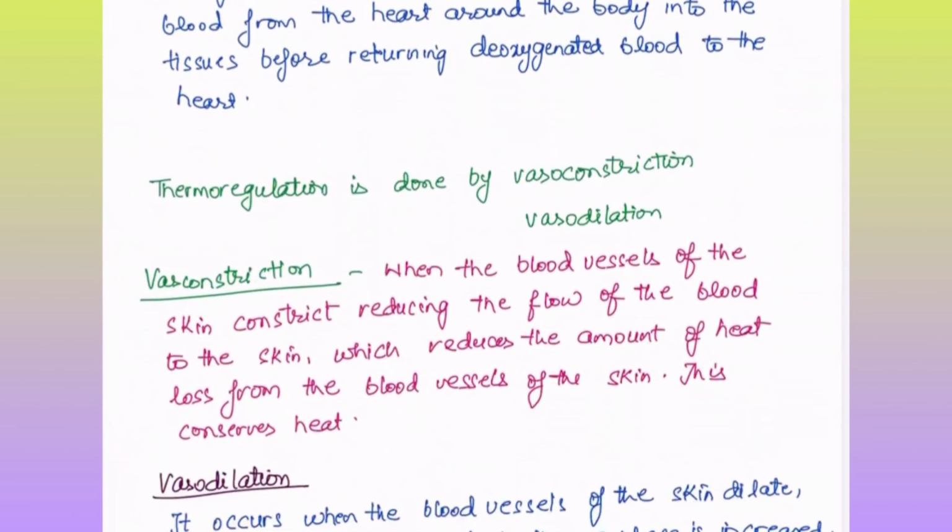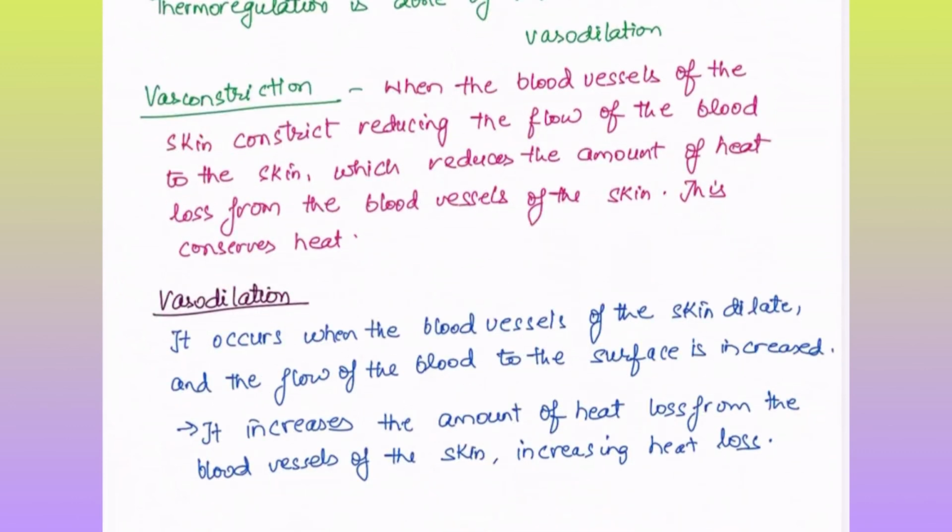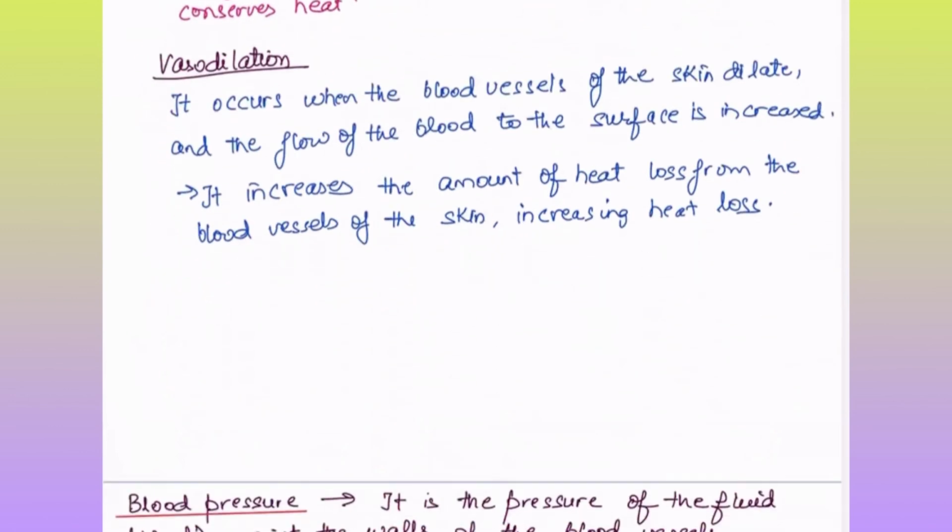Thermoregulation is done by vasoconstriction and vasodilation. Vasoconstriction is when the blood vessels of the skin constrict, reducing the flow of blood to the skin, which reduces the amount of heat loss from the blood vessels of the skin. This conserves heat. And vasodilation occurs when the blood vessels of the skin dilate and the flow of blood to the surface is increased. It increases the amount of heat loss from the blood vessels of the skin.